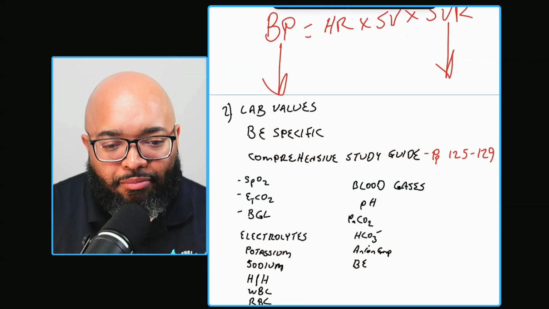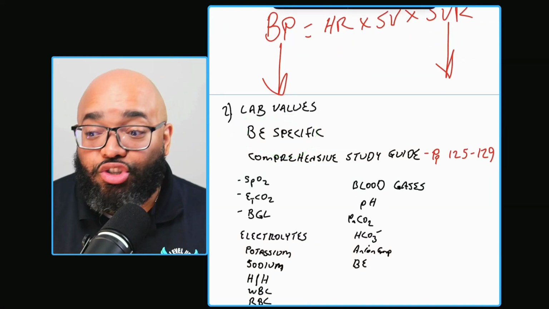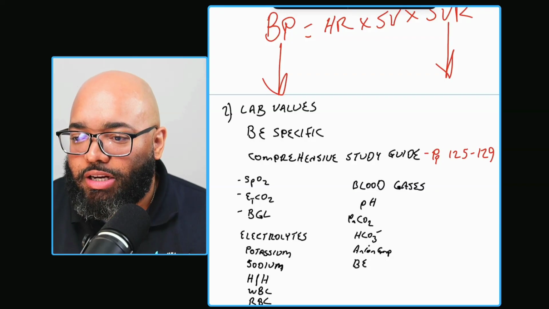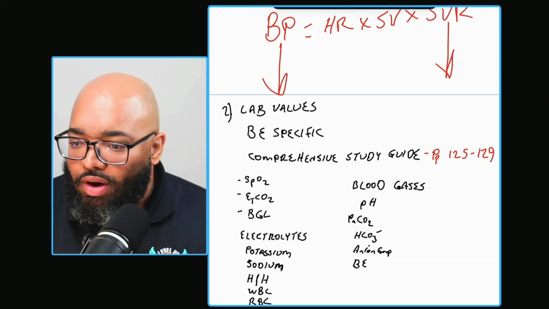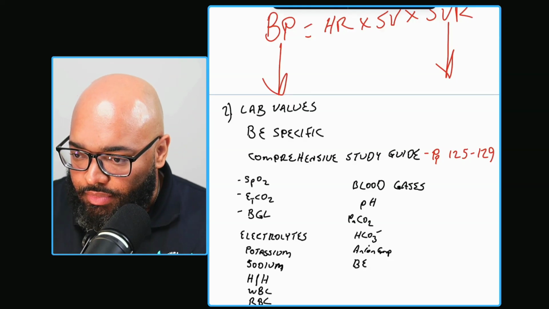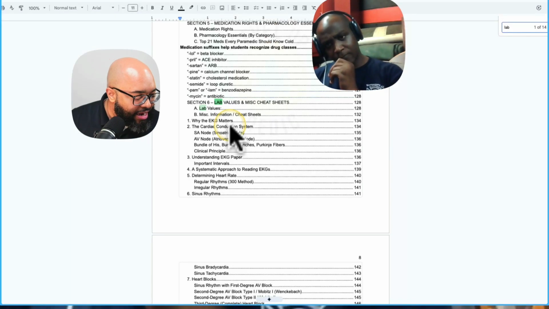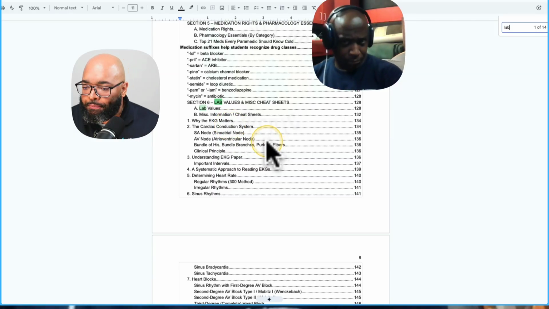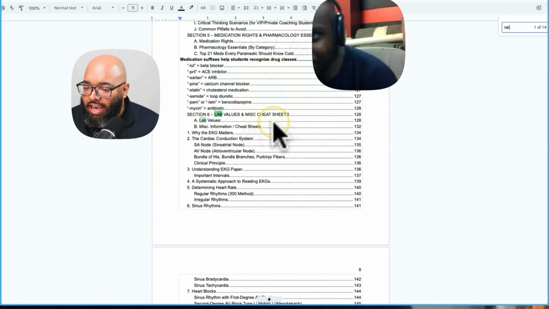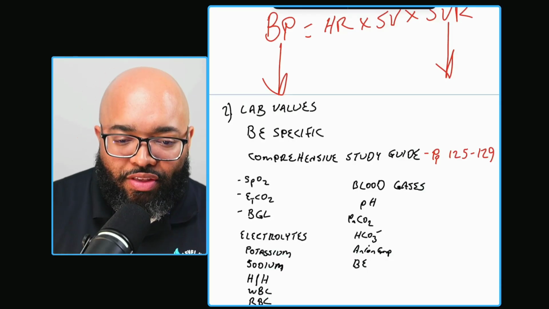There was a question on lab values, so you're going to have to be a little more specific on that. But what I do want you to do, especially those of you, the paramedic and advanced EMT, you have access to the comprehensive study guide. If we go to the comprehensive study guide, actually on pages 125 to 129, there is a whole thing on different labs. But let's talk about probably the most important things to know.